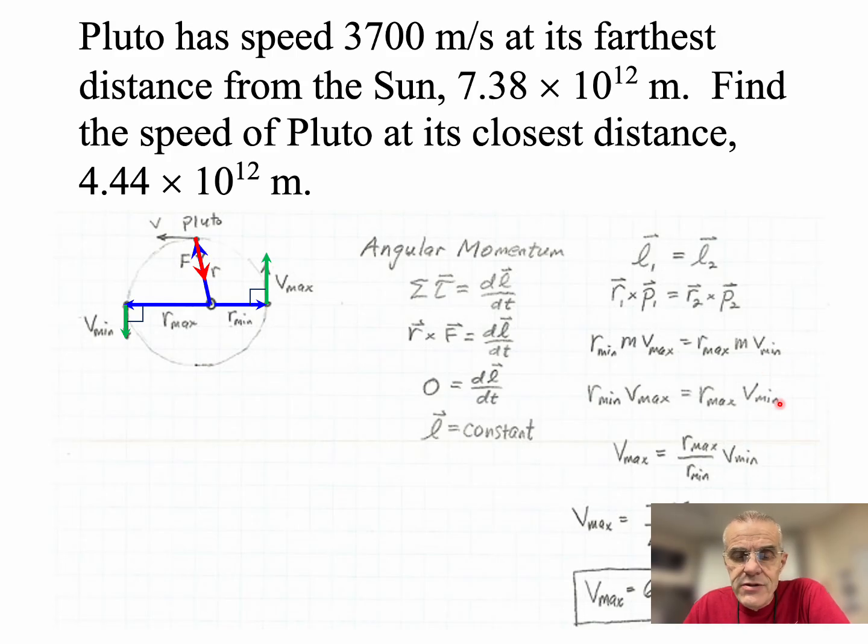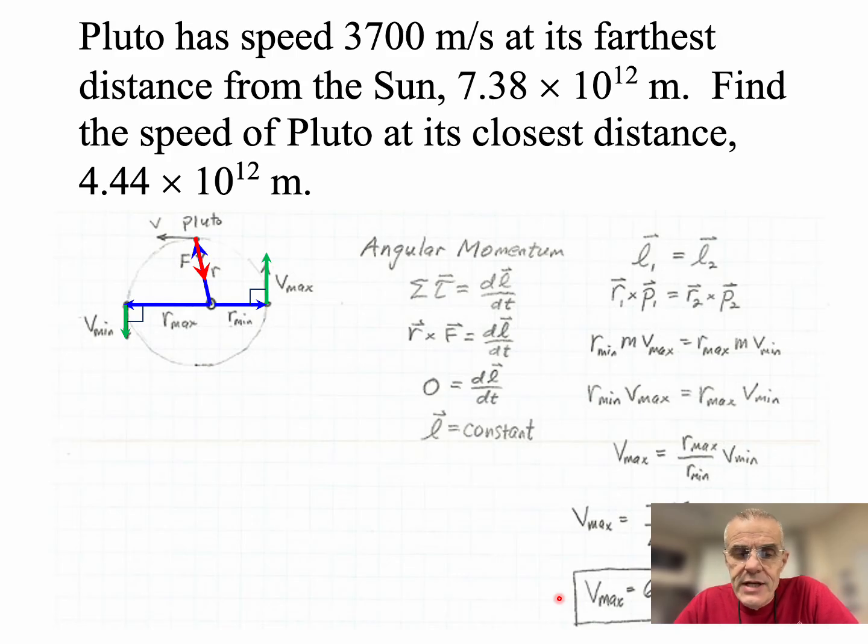The m's cancel. The mass of Pluto doesn't really matter. And then I can easily solve for V max. I just take the ratio of those distances. I don't even need the times 10 to the 12th part, because I'm just going to multiply by that ratio. It's 7.38 over 4.44. So multiply by that ratio, and then I've got my answer here, the speed at the closest approach to the sun.